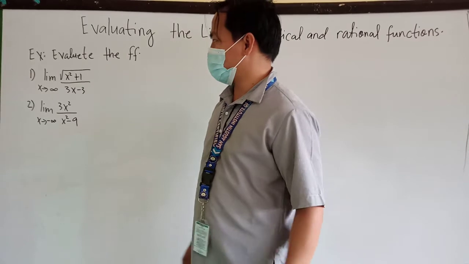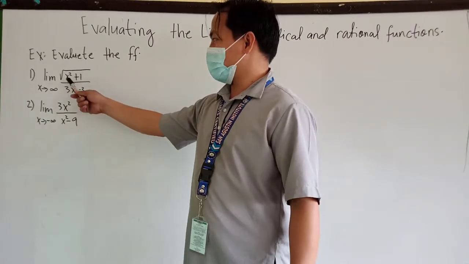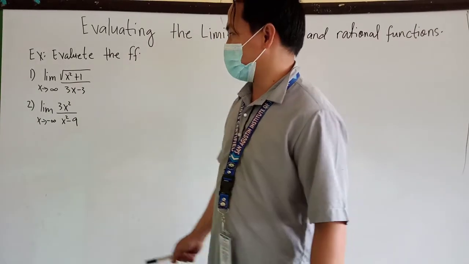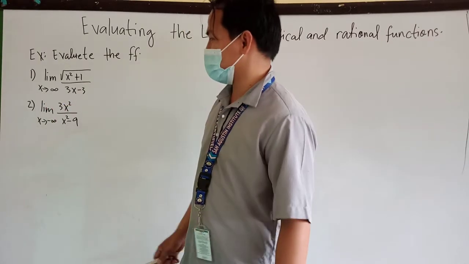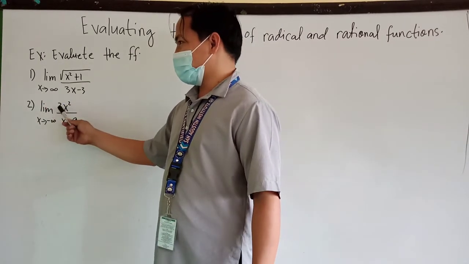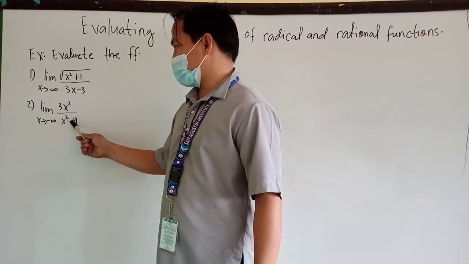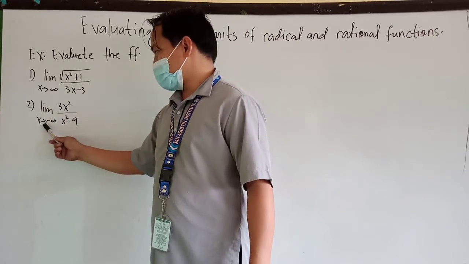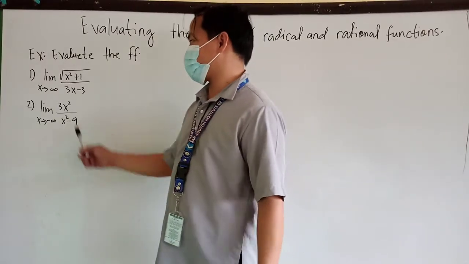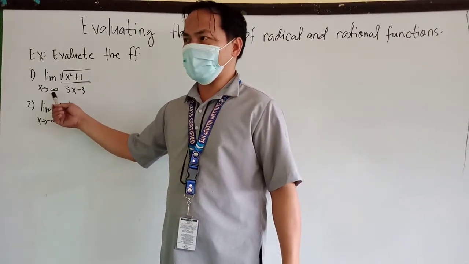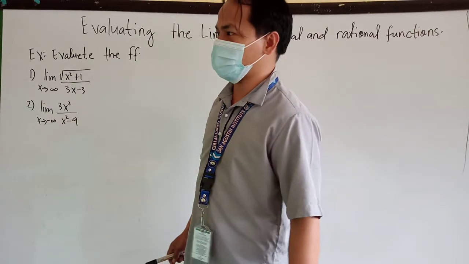limits. Number one: limit of the square root of x squared plus 1 over 3x minus 3 as x approaches infinity. The second one: limit of 3x squared over x squared minus 9 as x approaches negative infinity. So how do we evaluate these limits, particularly if a certain variable approaches infinity?